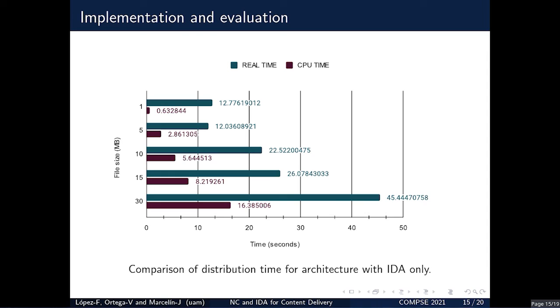For a file of 1 megabyte, we obtain a time of 0.632844 seconds for the processor, and a total time of 12.776190012 seconds of real time.